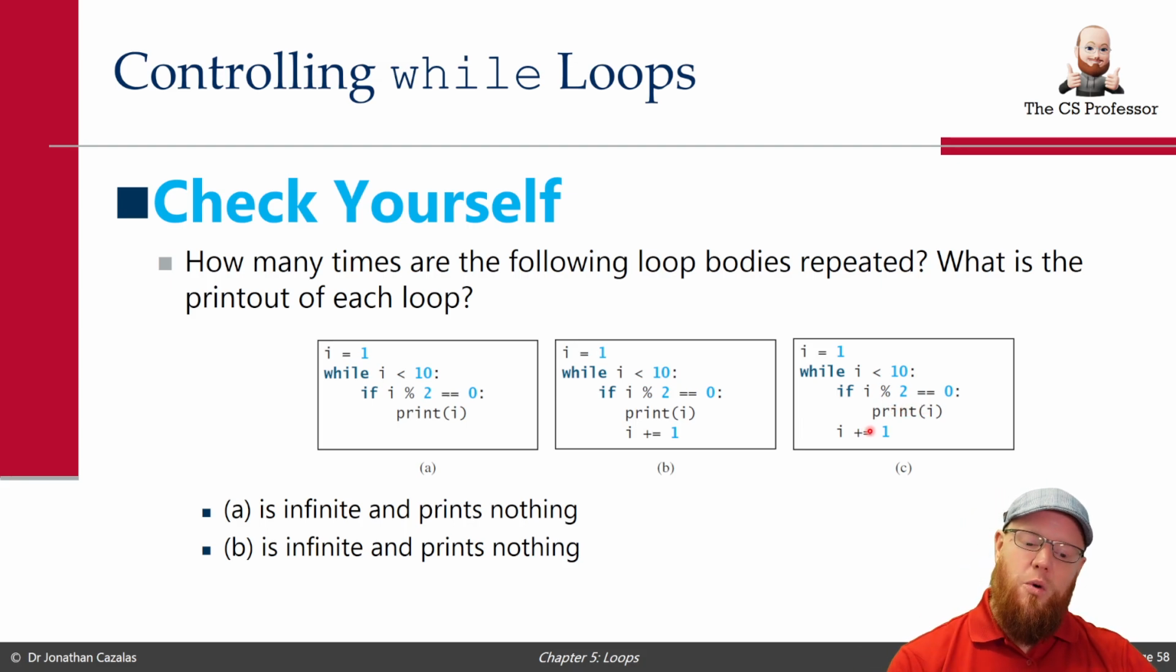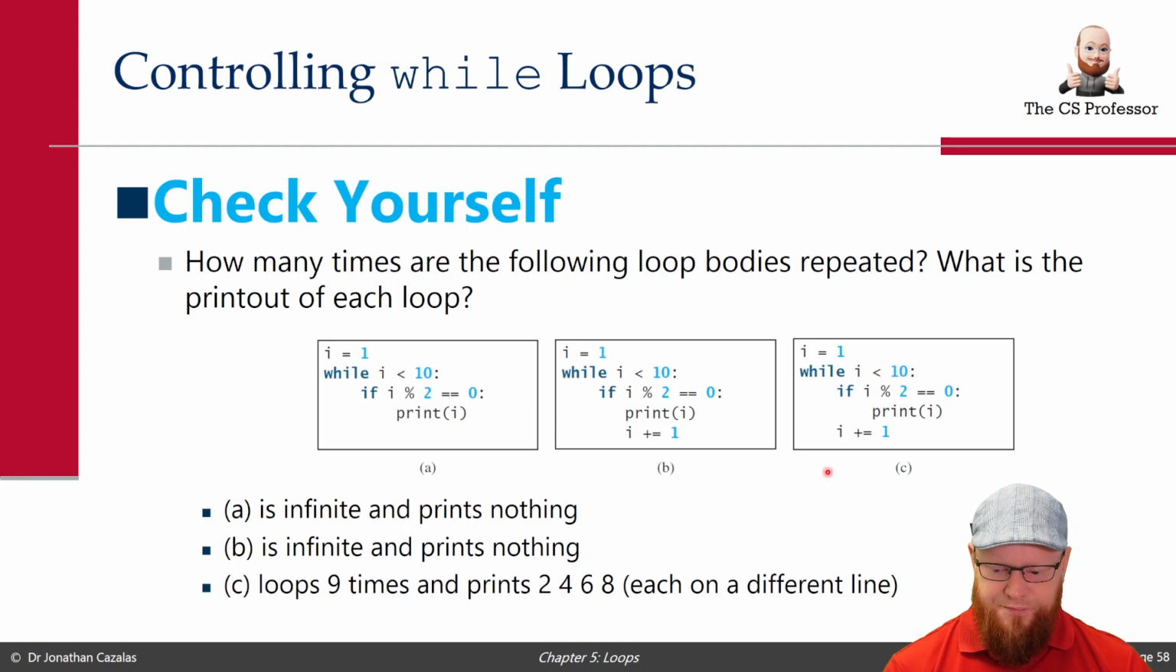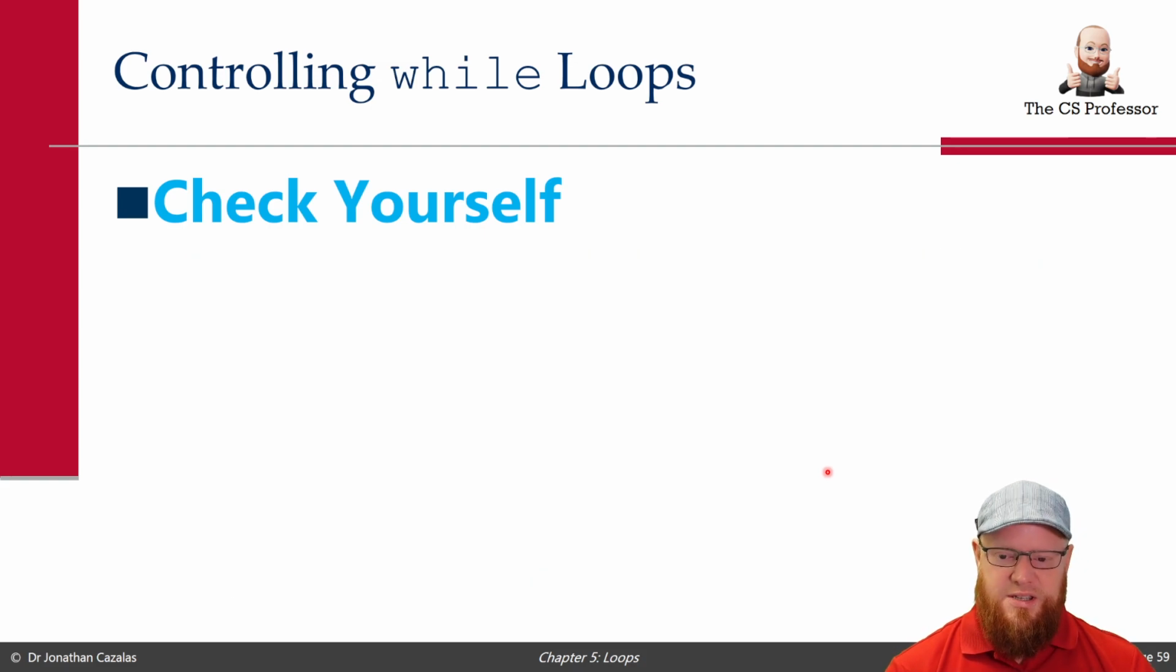So we see that now we printed 2, we're going to print 4, we're going to print 6, we're going to print 8. We're not going to print 9. And then when we come to 10, we're going to say, is 10 less than 10? It's not, and we're going to exit the loop. So it's going to loop 9 times, and we're going to print 2, 4, 6, and 8.